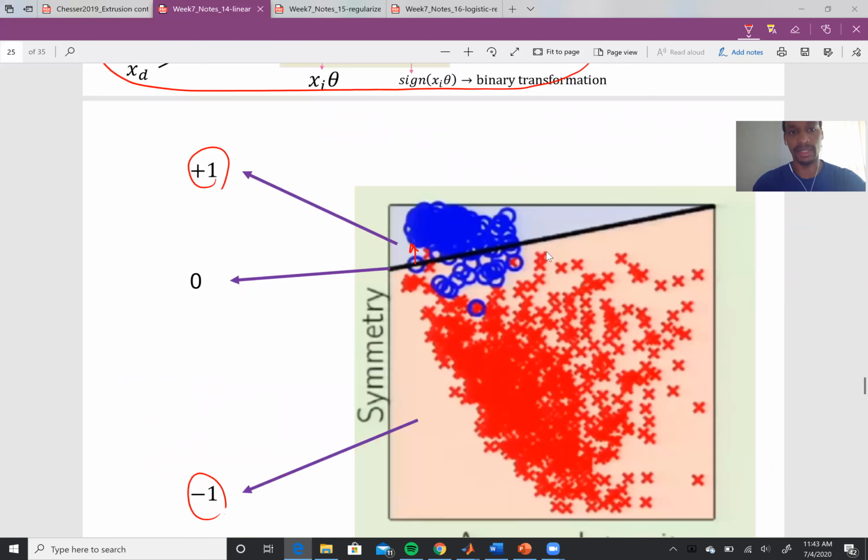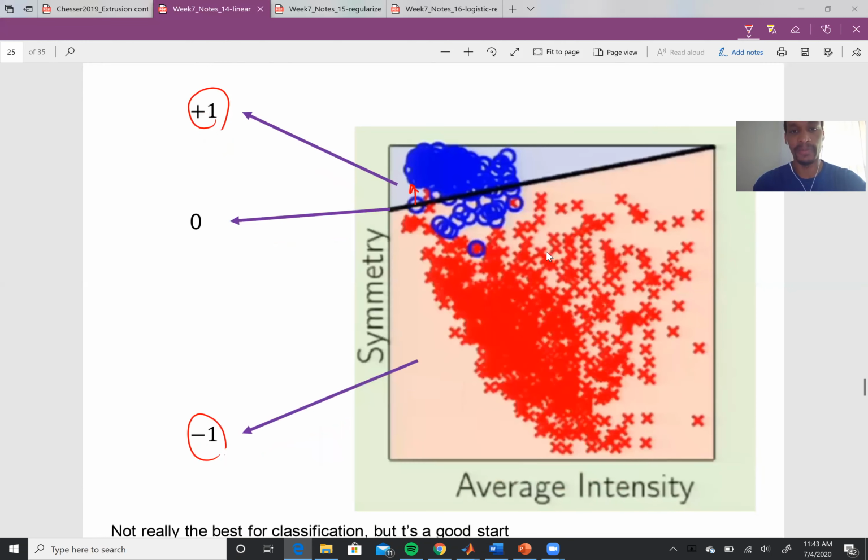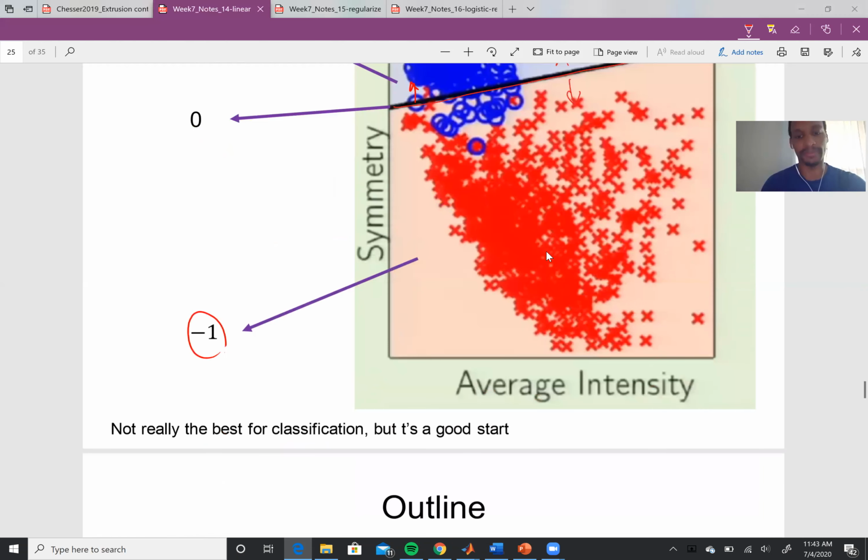So basically what that looks like is you have some data that you collected, and your linear regression model is going to create this split line, and everything above that line is going to be classified as 1, and everything below that line is going to be classified as -1. And if you're on that line, then it's 0, but in that case, you have to throw that thing into one of the bins. So not really the best for classification, but it's a good start.